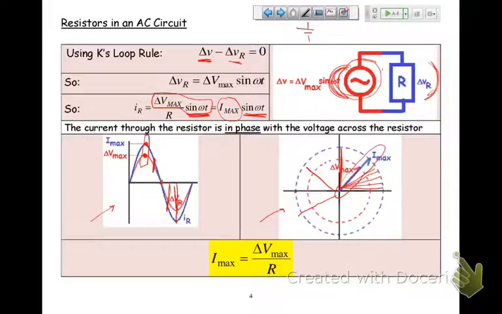The key thing I want you to think about is two things. What's the phase relationship between them? And the second thing is, I want you to look at this. The maximum current is equal to my V max over R. I just want you to look at that pattern. We're going to do a lot of comparing patterns in this section.